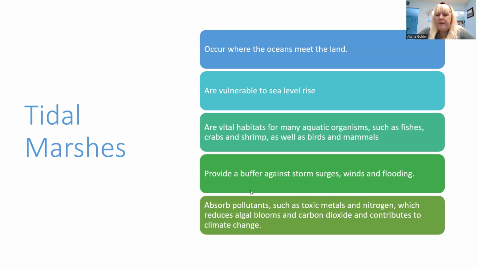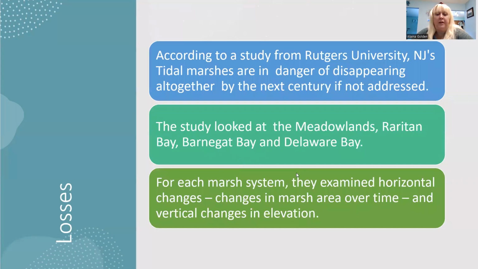So another thing that tidal marshes do is absorb pollutants like toxic metals and nitrogen, which can also help reduce algal blooms and carbon dioxide, which contribute to climate change. So tidal marshes, we're going to go on to here.